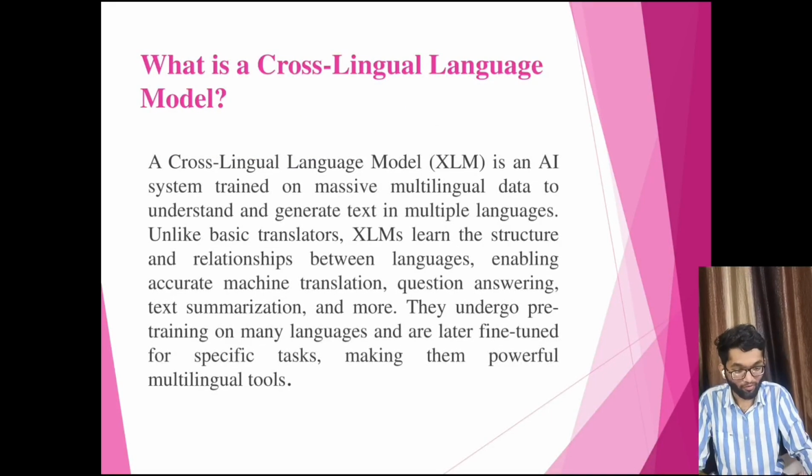What is a cross-lingual model? A cross-lingual language model is an advanced AI system trained on data from many different languages. Unlike simple translators such as Google Translate, which just map words from one language to another, cross-lingual models actually learn the deeper structure and relationships between languages. This allows them to perform not only translation but also tasks like question answering, summarization and text generation in multiple languages.